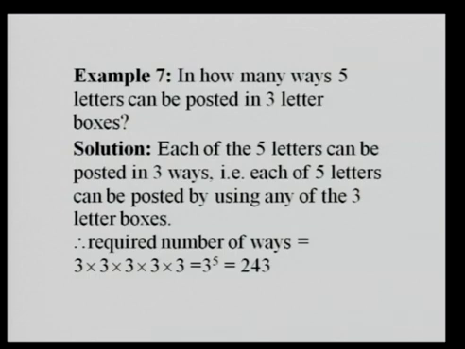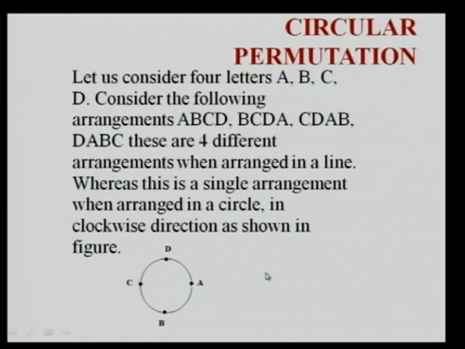So for the first letter there are 3 options. Similarly, for the second letter there are 3 options. For third letter there are 3 options. For fourth letter there are 3 options. For fifth letter there are 3 options. So if we apply the previous result, or the fundamental principle of multiplication, we see that the required number of ways is equal to 3 into 3 into 3, 5 times. 3 to the power 5, and 3 to the power 5 is nothing but equal to 243.